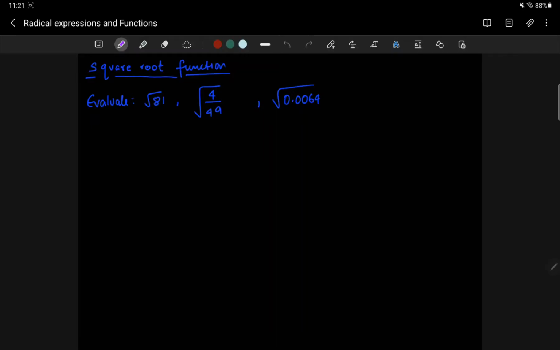Hi everyone, in this video we are going to introduce a new kind of function which is called radical functions, and of course the corresponding, if it's not a function then it's just an expression and it would still be called a radical expression.